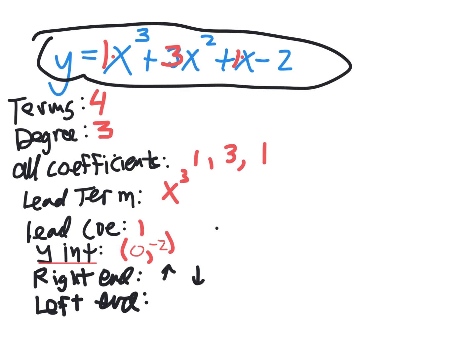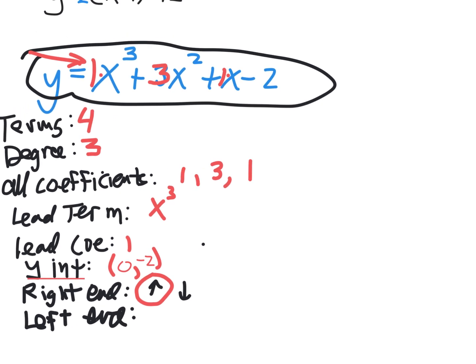All right, now the right end. Greta, the right end is up or down? Up. How do you know? Because the lead coefficient is positive, correct. The left end, and I would understand if somebody wrote same or different, but you've got to say up or down, because you are figuring out, is it the same or different than the other side?